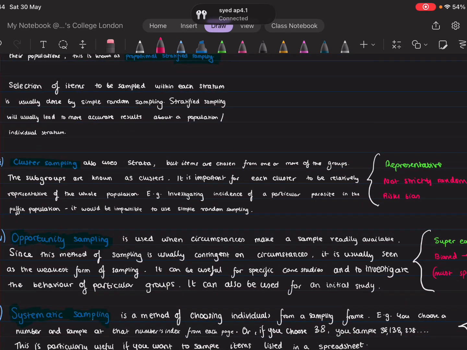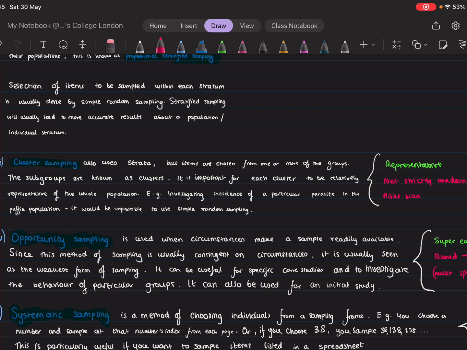For cluster sampling, this also uses strata, but items are chosen from one or more of the groups. We can call them clusters as well. The subgroups are known as clusters. It is important for each cluster to be relatively representative of the whole population.